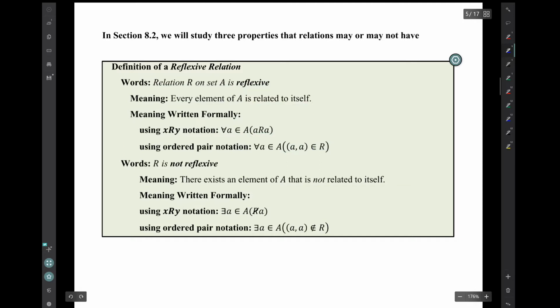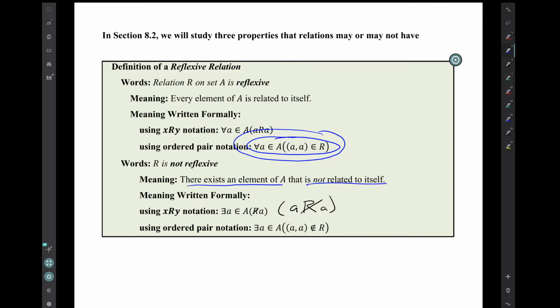Now we're also going to be interested in talking about relations that are not reflexive. So to say that R is not reflexive means that, well, just simply the negation of that is true. If you take the negation of that, you get this. There exists an element of set A such that this ordered pair a comma a is not an element of the set R. That is, there exists an element a in the set capital A such that, here I have a typo, a is not related to a. That is, there exists an element of A that is not related to itself. That's what it means to say that a relation is not reflexive.